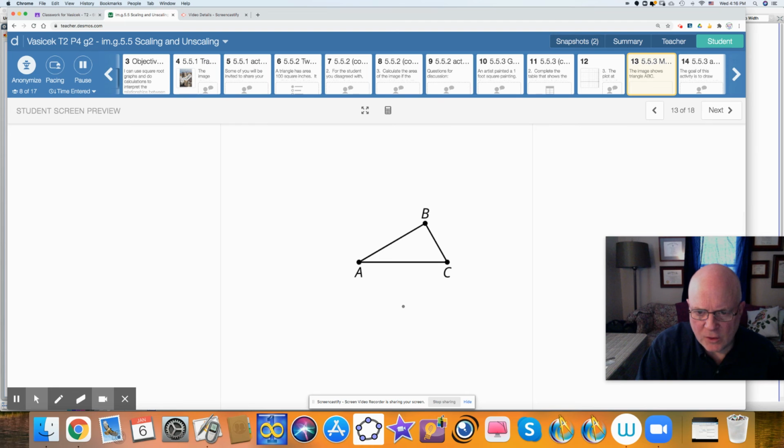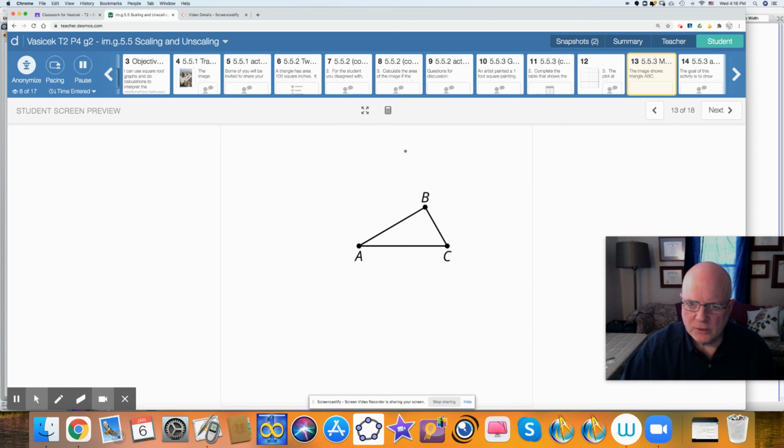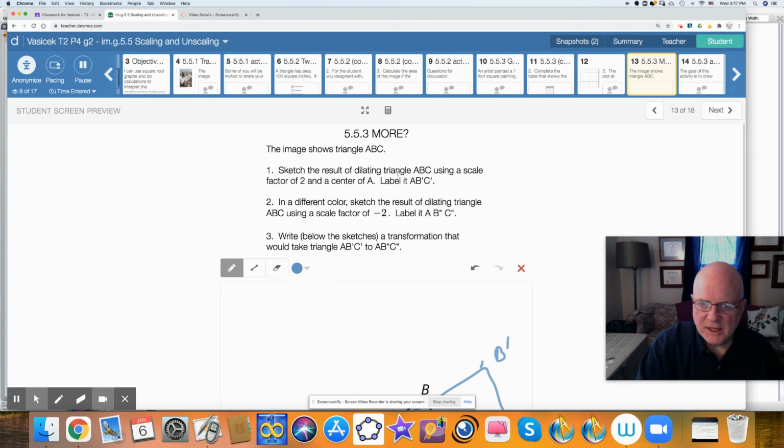So on this drawing, if you scale this up by 2, I'm going to go from A, I'm going to go this far, and then I'll go that far again. I'll go this far, and I'll go this far again. So I get to B prime and C prime. I'll go like this, scaled up by 2.